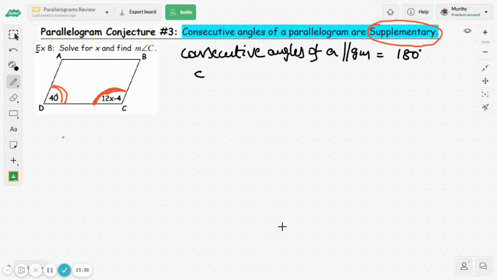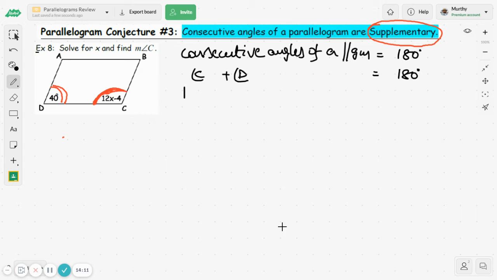Now here angle C plus angle D equals 180. You can even take angle A plus B is 180. You can take B plus C is 180. And C plus D is 180. My bad, one more pair is there. D plus A equals 180. Therefore, consecutive angles means you take those angles which are next to each other, and the sum of those angles is 180 degrees.